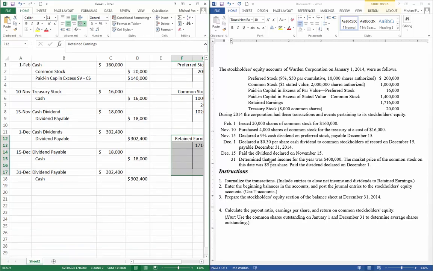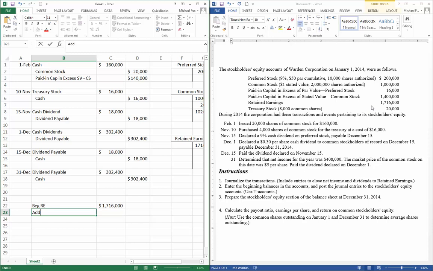So it tells us the net income for the year was $408,000. If you remember, the way we calculate retained earnings is we have our beginning retained earnings, which were, let's see, $1,716,000. Then we add net income, which it tells us net income for the year was $408,000.